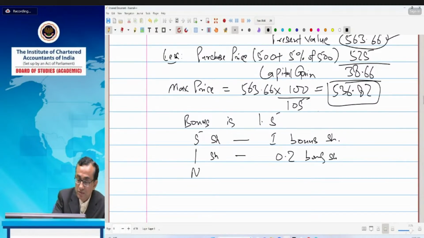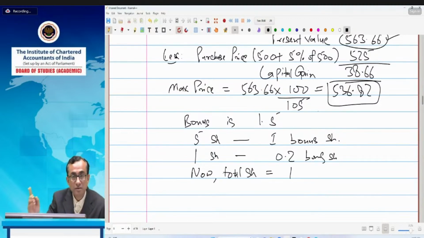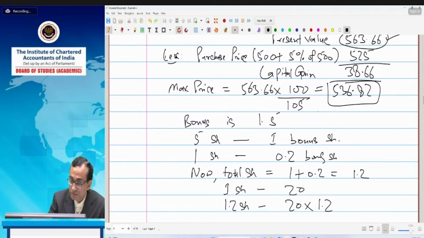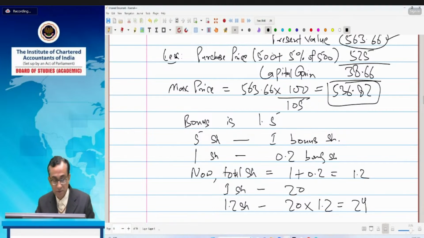So now his total shares will be one previously, and now because of the bonus issue 0.2. So it will be 1.2. Again, for one share, the dividend was 20. So for 1.2 shares, it will be 20 into 1.2, it will be 24. So I hope it is now clear to you.